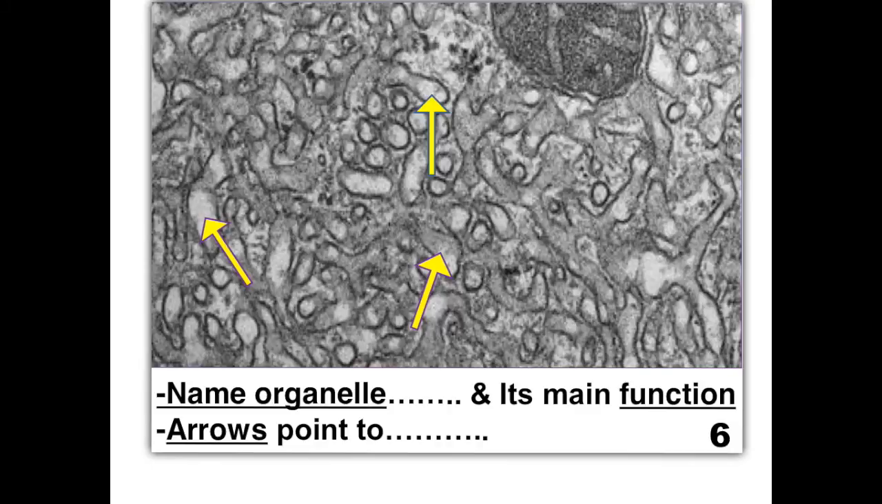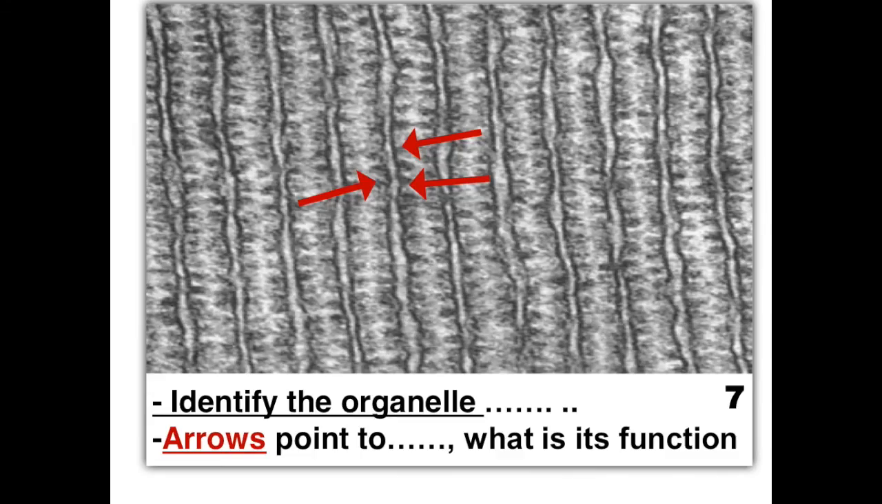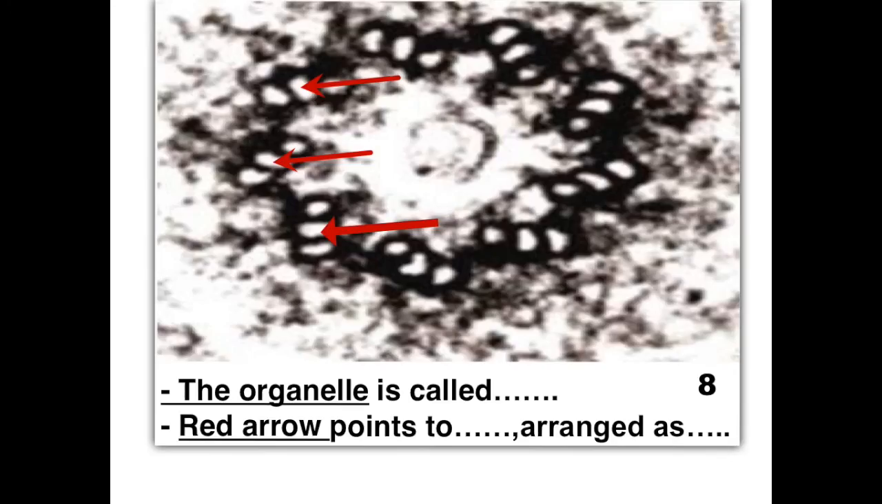Name the organelle. Smooth endoplasmic reticulum. Its main function is the synthesis of the phospholipids and steroid hormones, or detoxification, or anything from the functions. Arrows point to the cisternae. Identify the organelle, rough endoplasmic reticulum. Arrows point to ribosomes, what is its function? Protein synthesis by the ribosomes.